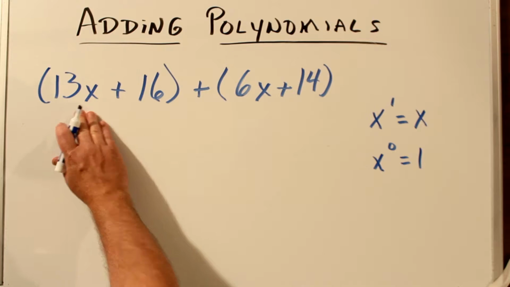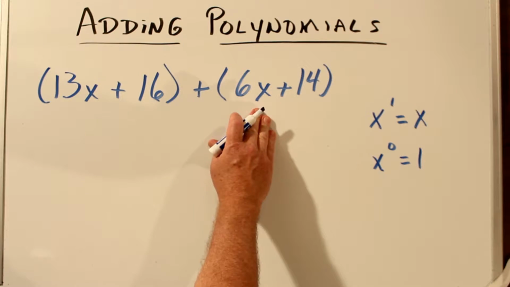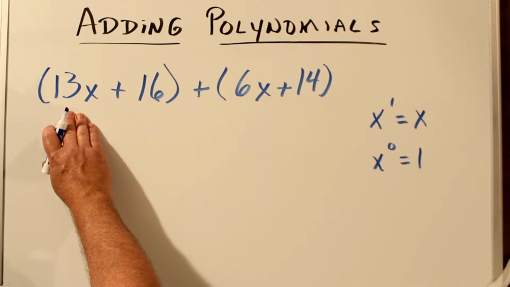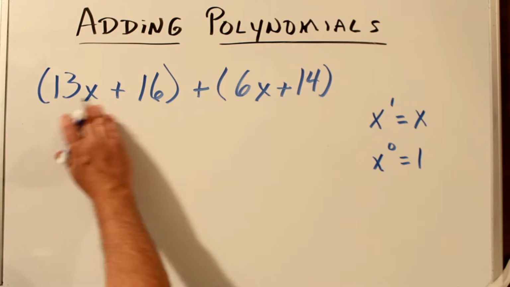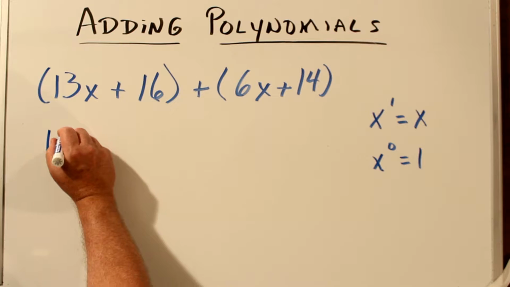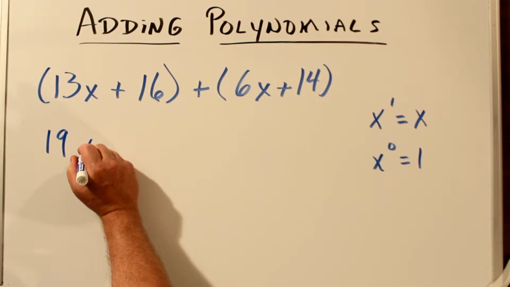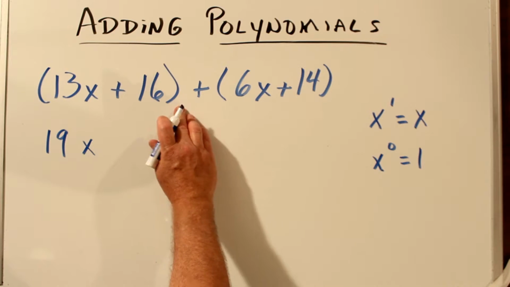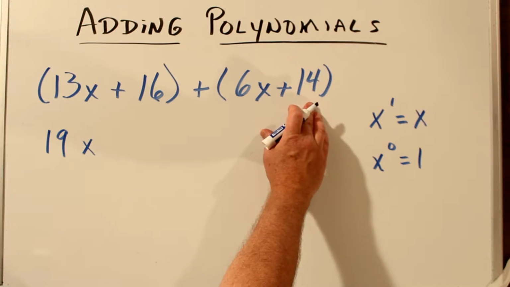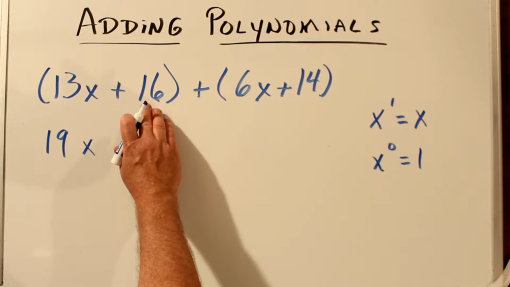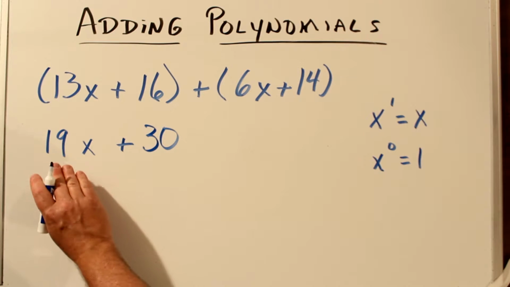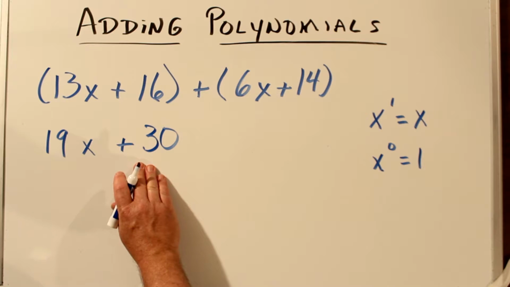So here we have an x term, x to the 1 that is, and x to the 1. They can be added together, and the way to add them together is to add the coefficients. 13 plus 6 is 19, and keep the exponent the same, x to the 1, which can be written just x. Here we have 16, and it's assumed to be x to the 0, and 14 x to the 0. But it's a constant. 16 and 14 can be added together, and it's 30. So our answer is 19x plus 30.